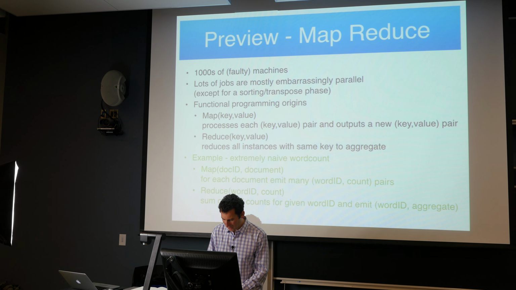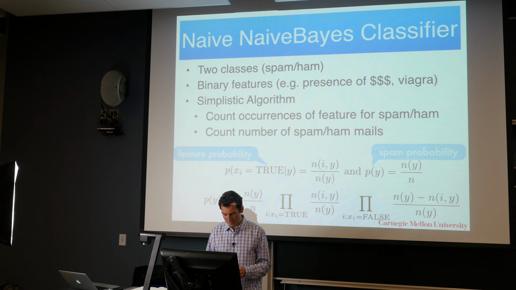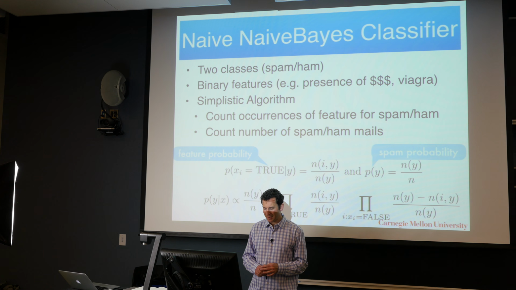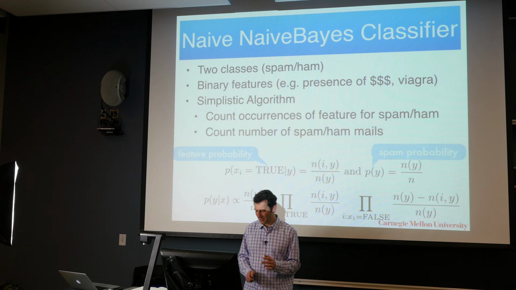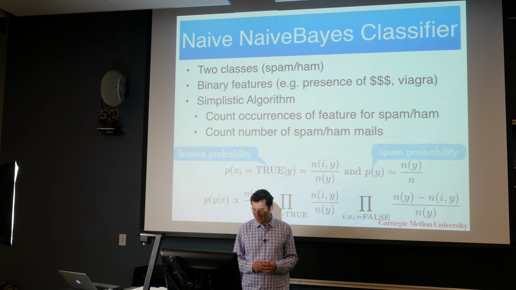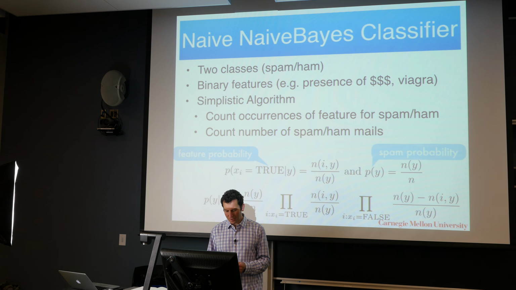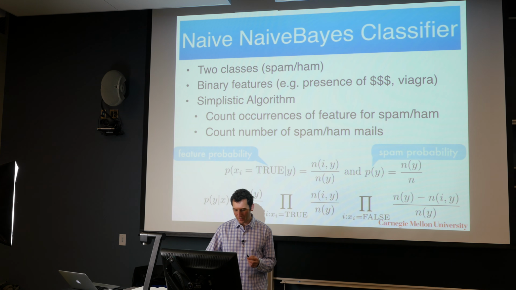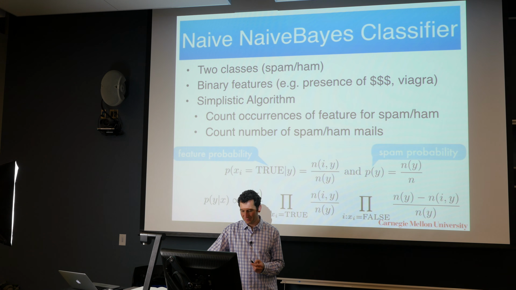So let's see what happens with Naive Bayes. If I have two classes, spam and ham, and have binary features, just whether an attribute is present or absent, so I'm really drastically simplifying it. Then one way I could do it is to just count the occurrences of features for ham and spam, and then count the number of ham and spam emails, and just take the ratio.